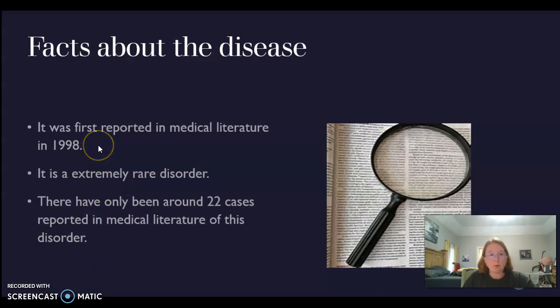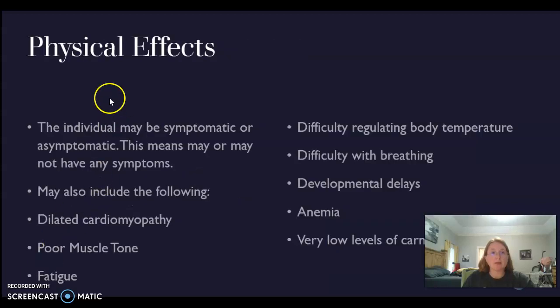And so some facts about this disease. It was first reported in medical literature in 1998. It is an extremely rare disorder, and there have only been around 22 cases reported in the medical literature for this disorder. So obviously, considering the world's population, there's really not that many people that have it, or we know of that have it.